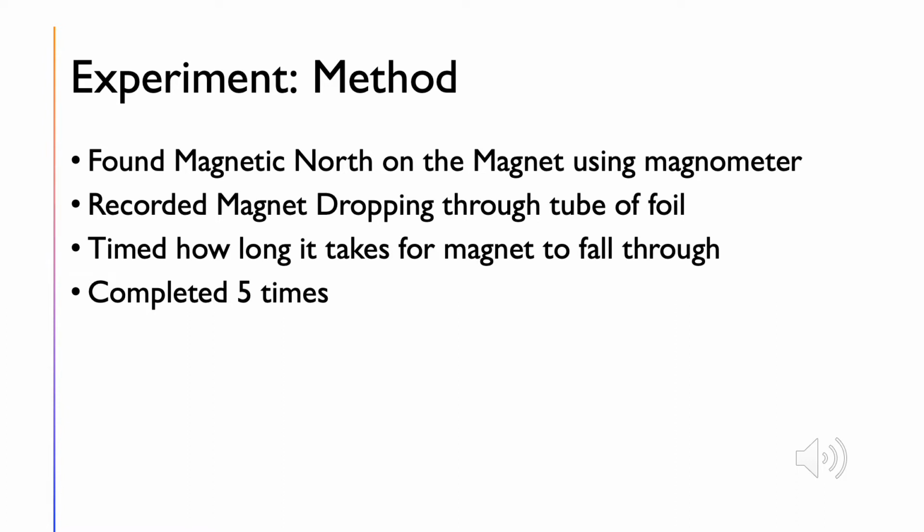First, we used the magnetometer already on our phones from Lab 3 to determine magnetic north on the magnet. We marked this location so we can use it later. Then we recorded with our phones the magnet dropping through a tube of foil. We then scrubbed through this video to see exactly where the magnet enters and where it falls out of the aluminum tube. And we calculated that time and completed this 5 times and then found the average of how long it took for the magnet to fall through.